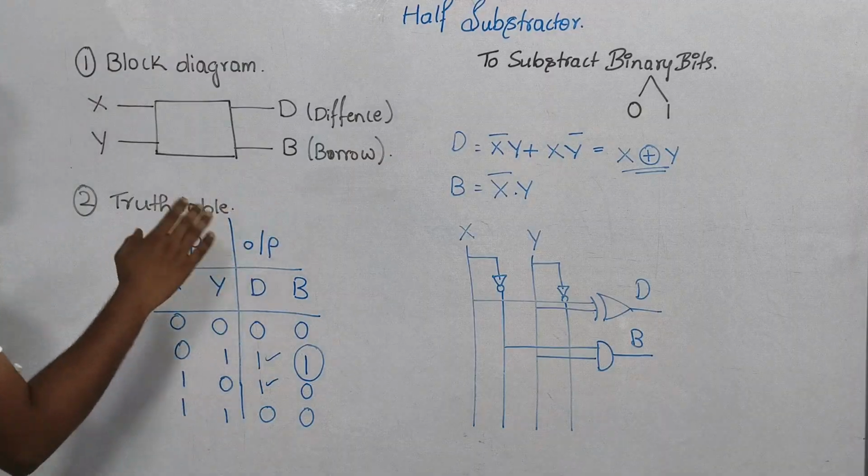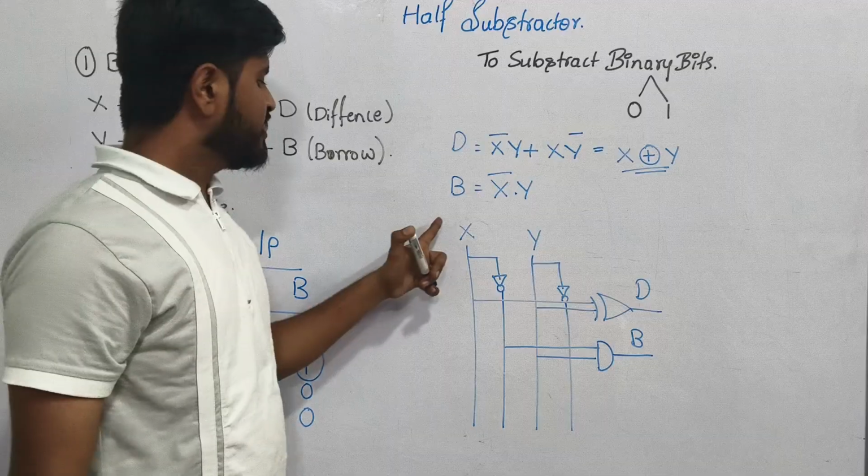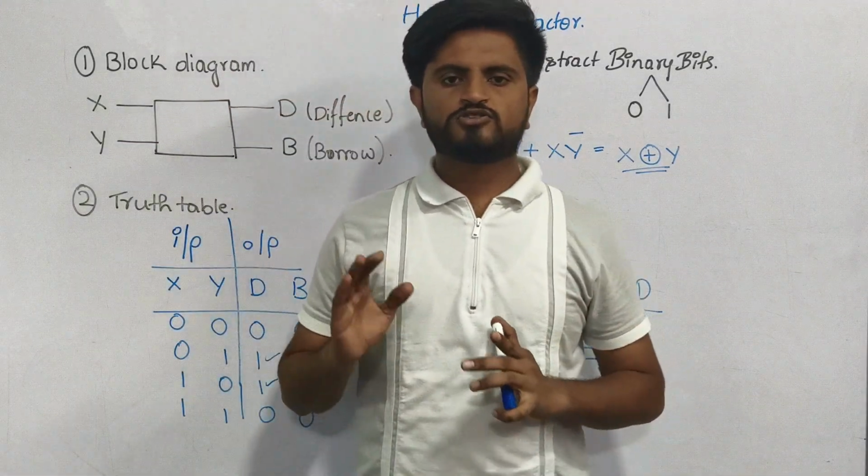So in this problem we wrote the block diagram, truth table, characteristic equations for the outputs, and the circuit diagram for the half subtractor. Hope you understood the topic.